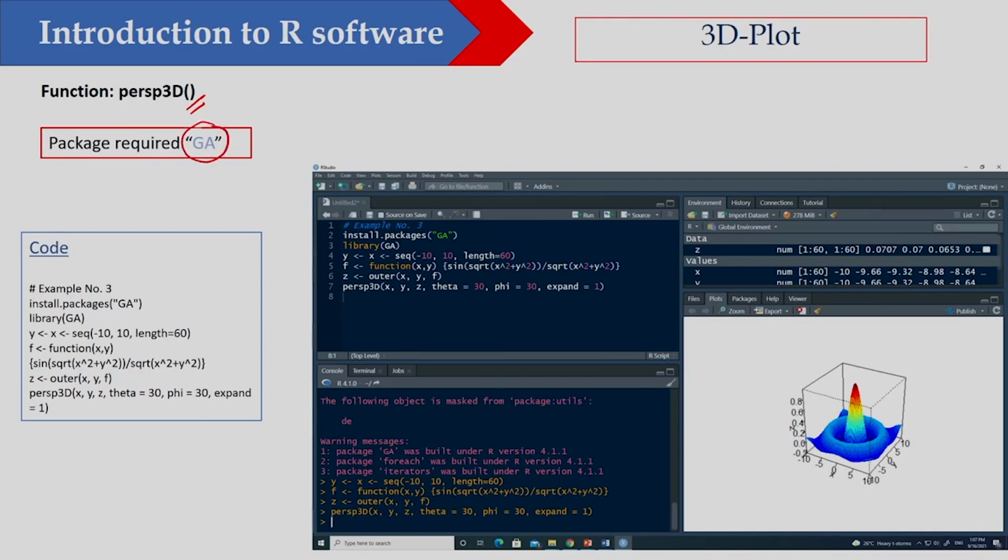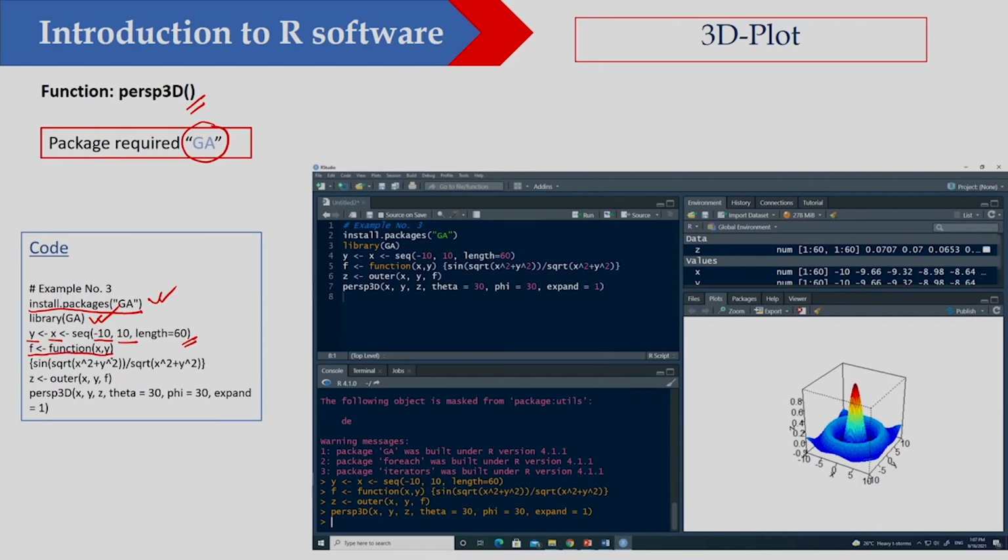In the last class I explained how to install the packages, so you can use install.packages. This is GA, and then you have to include the library. Here I now have to define what x and y are. I have defined them between -10 and +10, and the length is 60.